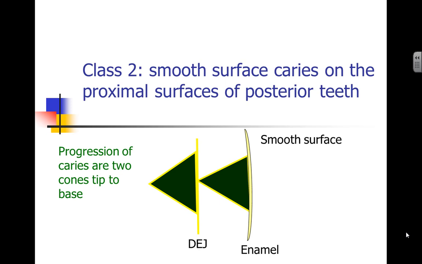We start by reviewing the definition of a Class II. Class II refers to smooth surface caries on the proximal surfaces of posterior teeth, where the caries progresses as a wide base at the enamel smooth surface, extending to be a cone, the tip of the cone reaching the DEJ, caries then spreading along the DEJ and then penetrating into the dentinal tubules with a leading edge as the tip of that cone, of that triangle.